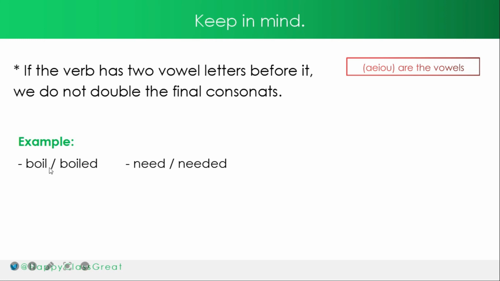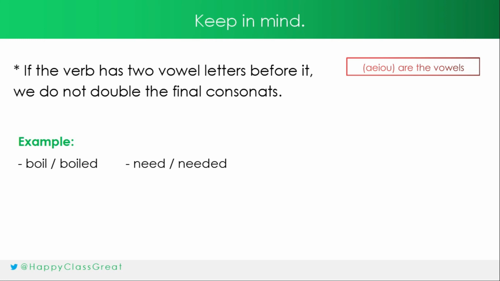Now we have two vowels before the consonant at the end, we have O and I. Now O-I is part of the vowels, you understand, you can see it right here. So that means you do not double the final consonant, which is L here. So boiled is B-O-I-L-E-D without doubling the L here. And then need is also needed without doubling the D. That means we don't have a double D in the simple past of needed.